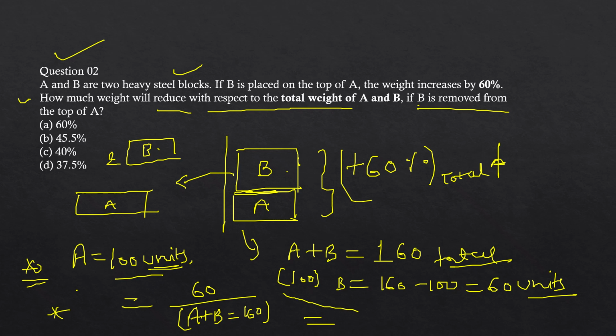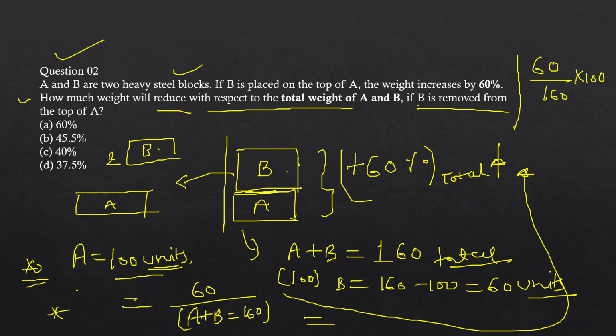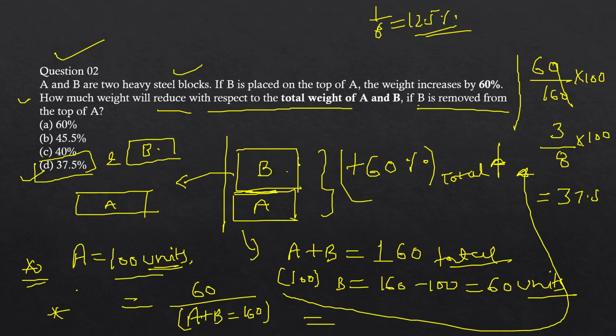So we can write, I'm writing here, 60 divided by 160. We have to find it in percentage. 3 divided by 8. So this is a standard form, because 1 by 8 equals 12.5 percent. So you can directly take the answer, that is 37.5%. So the answer is 37.5%.